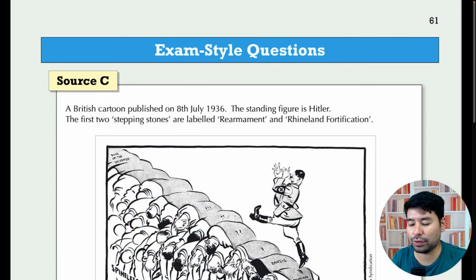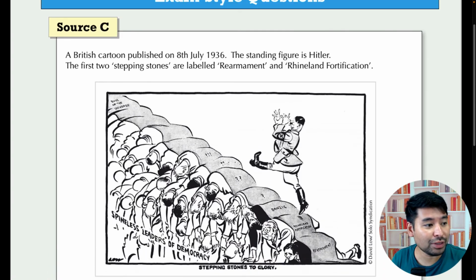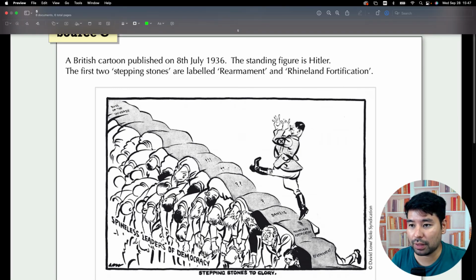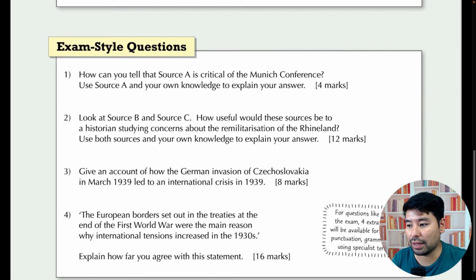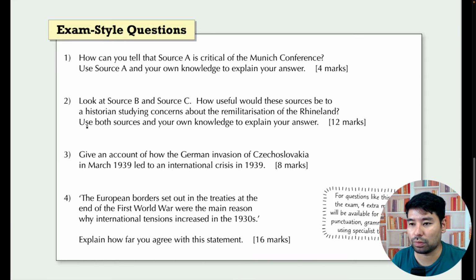Okay, so I'm going to go to the next page and read the questions for you. As you can see, we have source C and D here. Oh, sorry, my bad, there is no D, only source C. But we are not going to read that, we're going to read that later. Let's go directly to the questions. So, exam style questions. Question number 1.